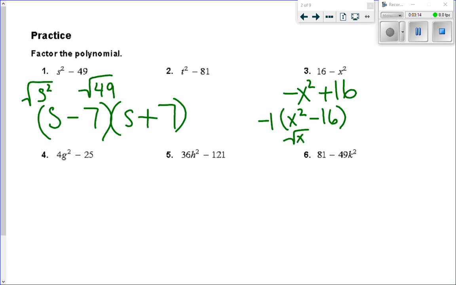And now we see we've got a pattern that we can recognize as the difference of squares. So we can take the square root of x squared and the square root of 16. That will give us x and 4. So we know that has to be, we can't forget our negative, negative times x plus 4 times x minus 4.